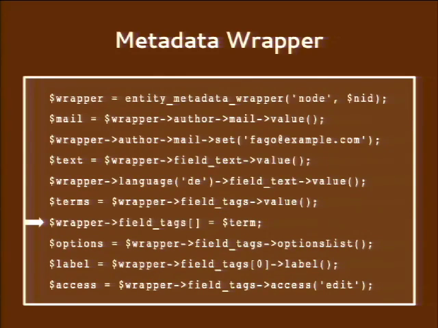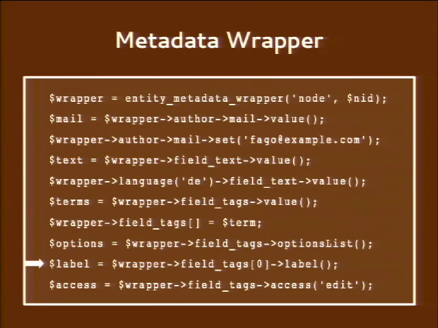Additionally, the entity property info system provides some metadata about all properties, and you can use the wrapper to access it. So in this example, it's used to access the options list, which declares basically the options a user can choose when he inputs the value.